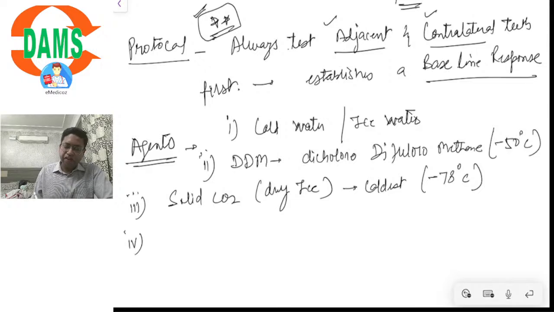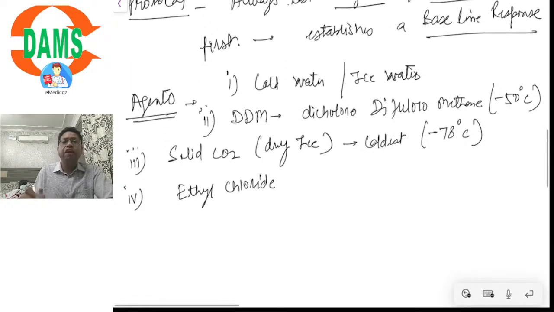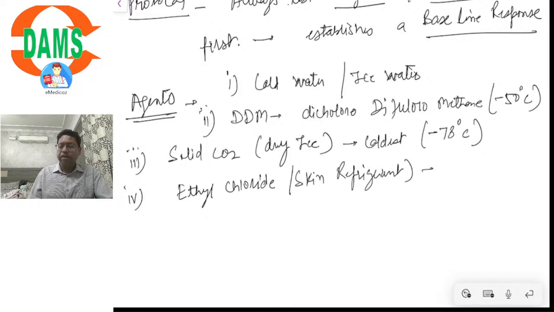Then we can use ethyl chloride. These are substances to apply cold to the tooth, which is cold enough to stimulate the A delta nerve fibers via dentinal tubular fluid movement. Ethyl chloride is also called skin refrigerant, with a temperature of negative 41 degrees Celsius.